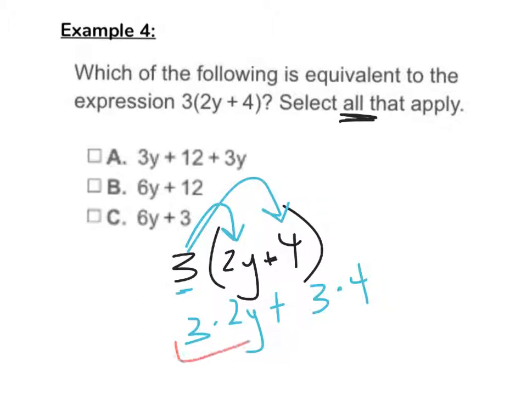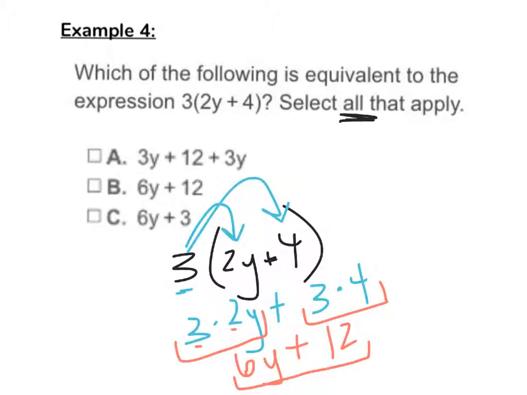So remember, we can share or we can combine the 3 times 2y. We multiply 3 times 2, which is 6, and we bring the y along for the ride because we don't know what y is equivalent to yet. Same thing with 3 times 4. These are considered like terms because they're both whole numbers. 3 times 4 is 12, so another equivalent expression will be 6y plus 12.